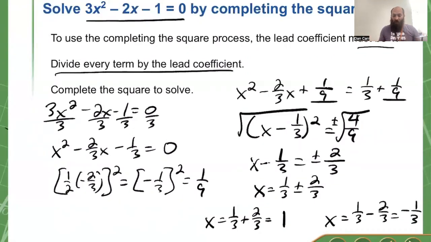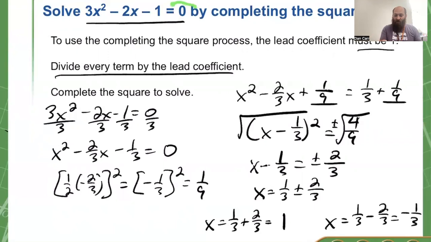So again, quick recap. First thing you want to do is once you have it equal to 0, you divide by the lead coefficient. That way this is equal to 1. From there, we do the same exact process. So we took this and added it over. So that was the 1/3 there. We do the same thing with the linear term, the negative 2/3. We take 1/2 times that and then square it. So that's how I got my 1/9, which goes to both sides.